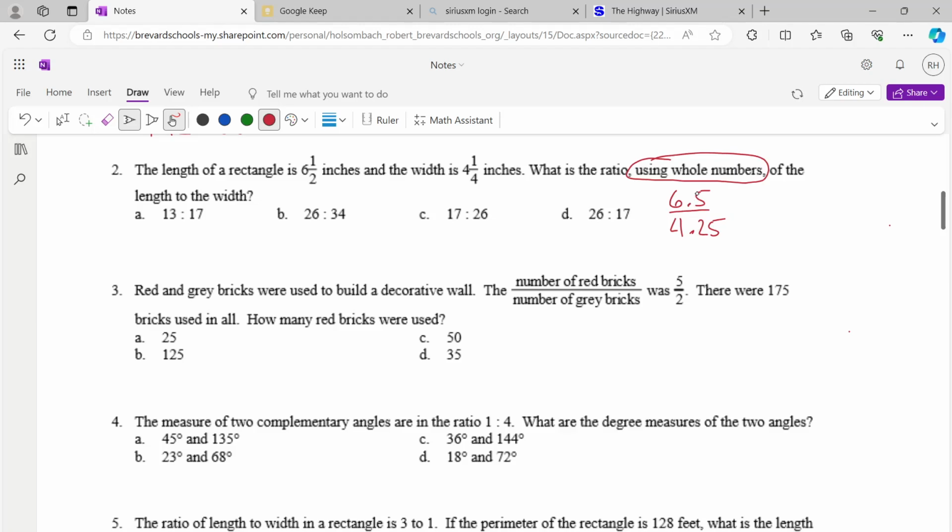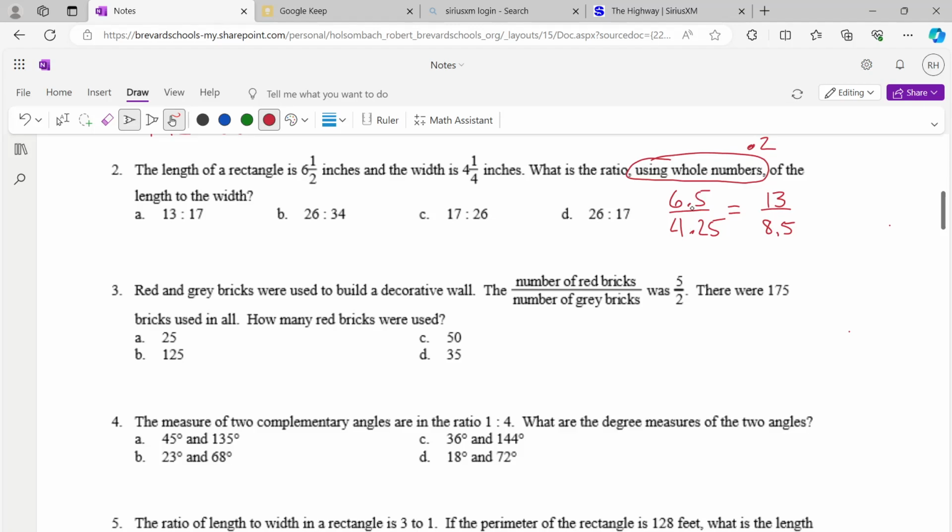We need this ratio in whole numbers. So what we're going to do is start multiplying the numerator and the denominator. We're going to multiply by 2, then by 3, then by 4, until both the numerator and the denominator are whole numbers. So if we multiply by 2, 6.5 times 2 is 13, and 4.25 times 2 is 8.5. They're not whole numbers, are they?